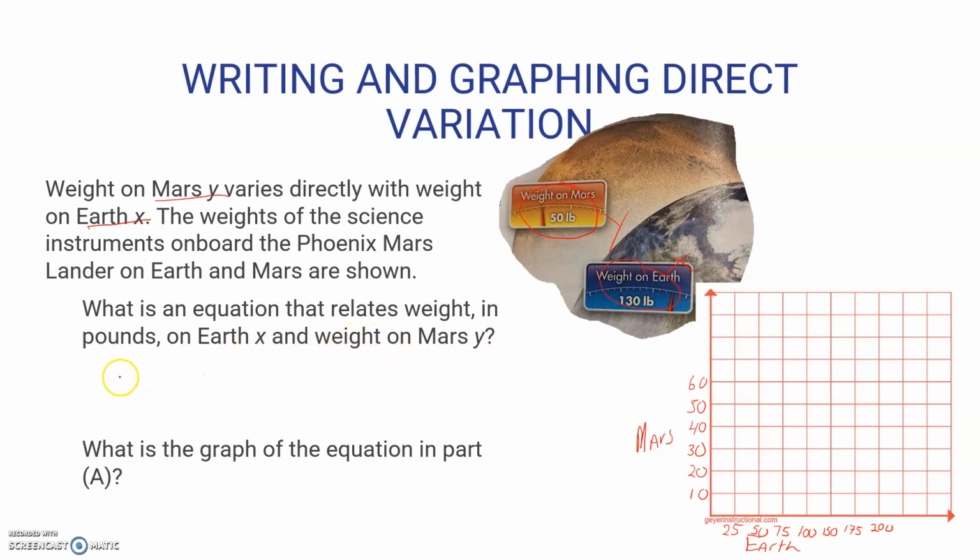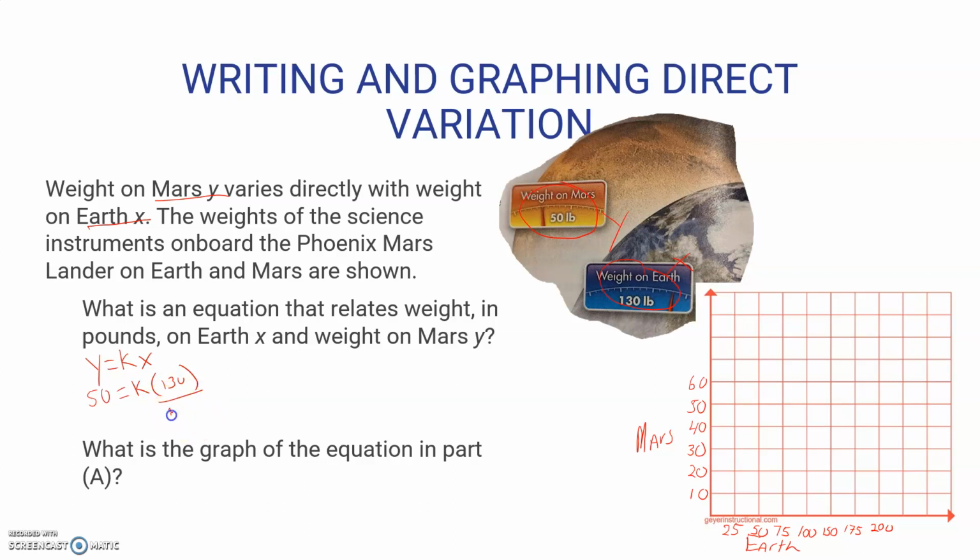What is the equation that relates the weight in pounds on Earth, x, and the weight on Mars, y? And so again, first step is we need to figure out what k is. So we have y equals kx. There's our direct variation equation. And then instead of y, we're plugging in 50 equals k. And instead of x, we're plugging in 130.